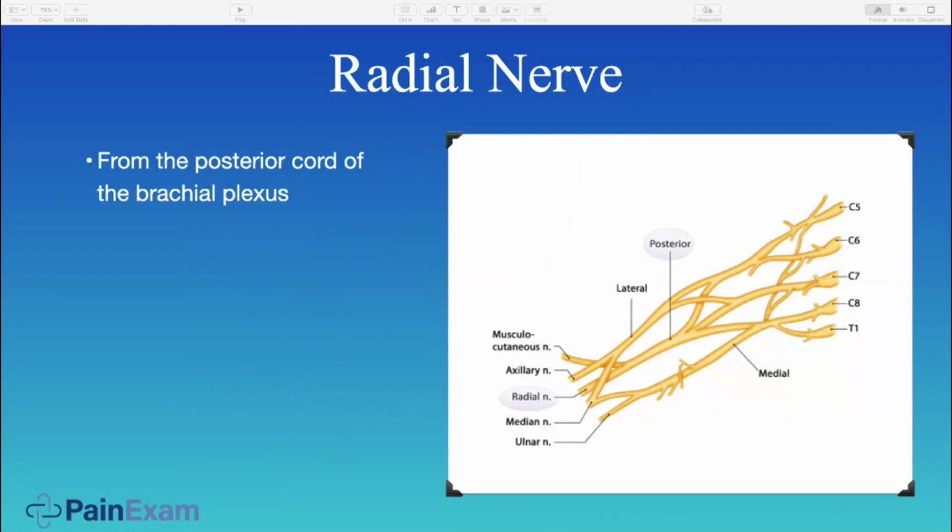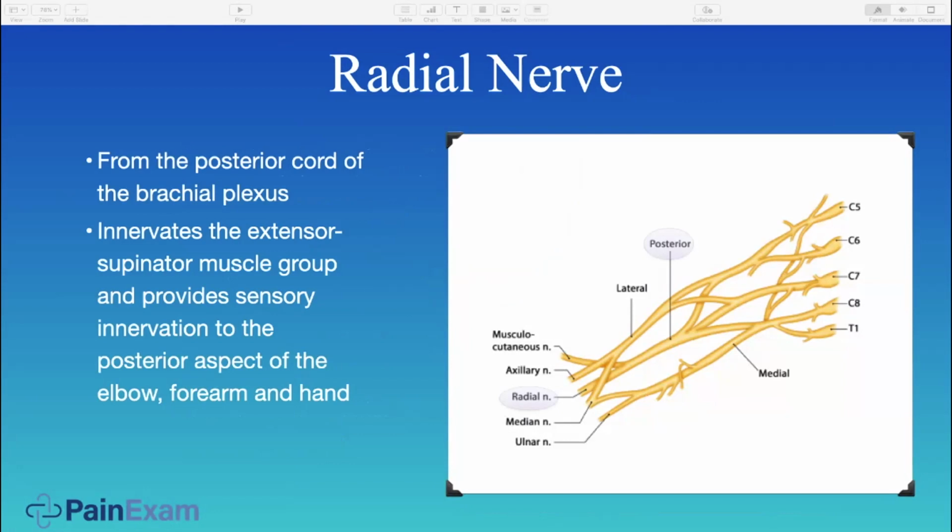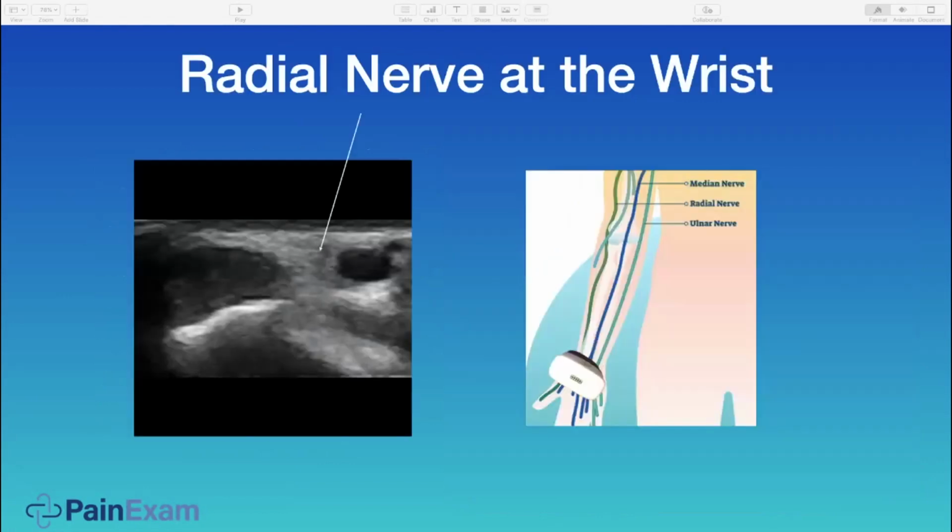And here you have the radial nerve arising from the posterior cord of the brachial plexus, innervating the extensor supinator muscle group, and providing sensory innervation to the posterior aspect of the elbow, forearm, and hand. Radial nerve at the wrist. Okay, it's usually running next to the artery. It's very small, can be injured when you're doing an arterial line. That's why it's a good idea to use ultrasound when you're doing your A lines.